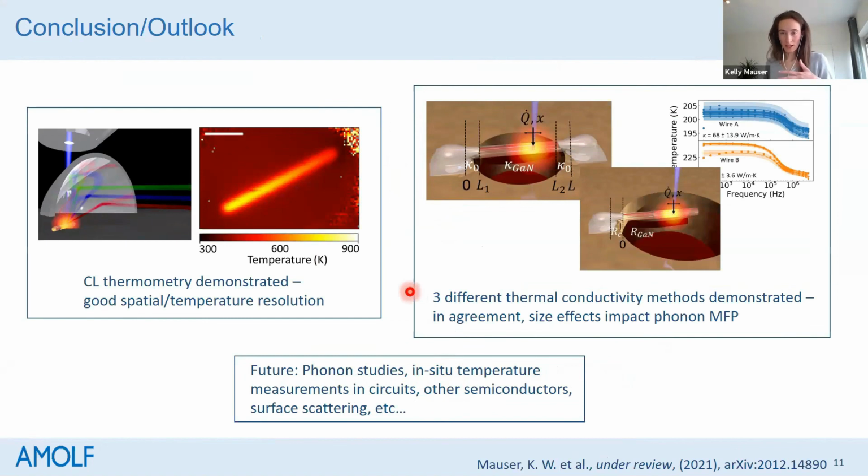So in conclusion, I showed cathodoluminescence thermometry on these gallium nitride nanowires with good spatial and temperature resolution. I spoke about 3 different thermal conductivity measurements demonstrated, and we saw a size impact on the mean free path of phonons in our gallium nitride. And in the future, more work could be done on more quantitative phonon studies, doing in situ temperature measurements in circuits. We can look at other semiconductors, we can look at surface scattering of phonons, etc.